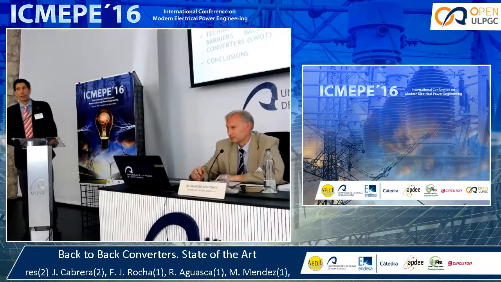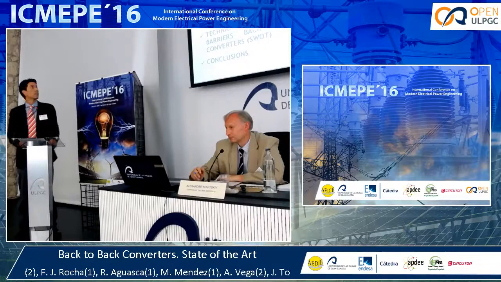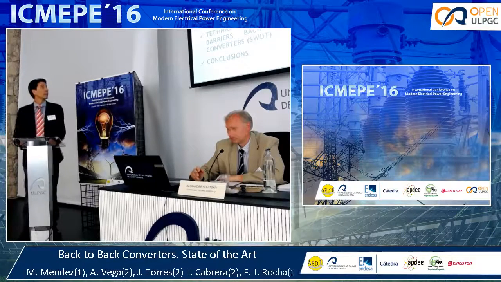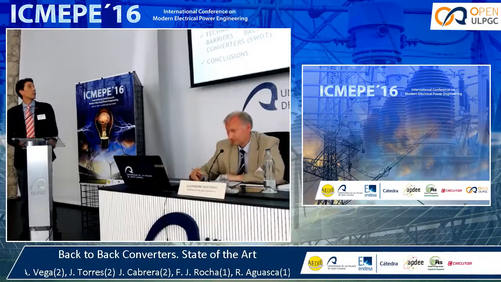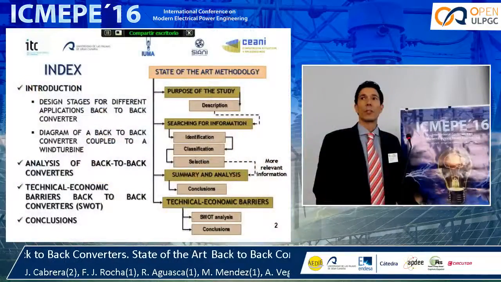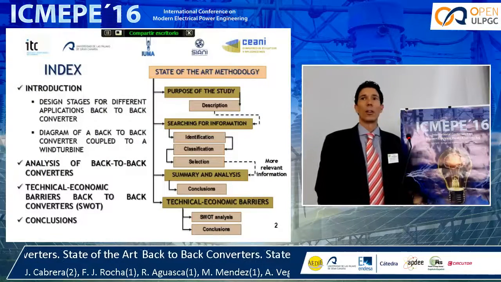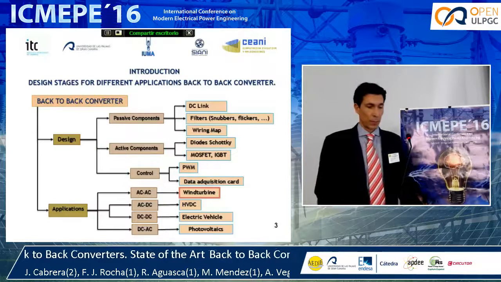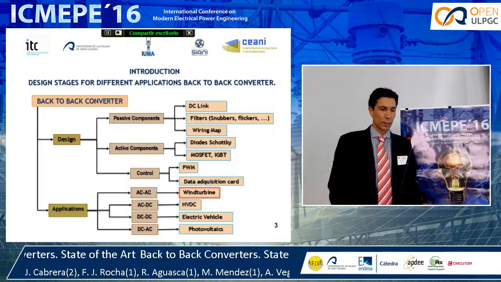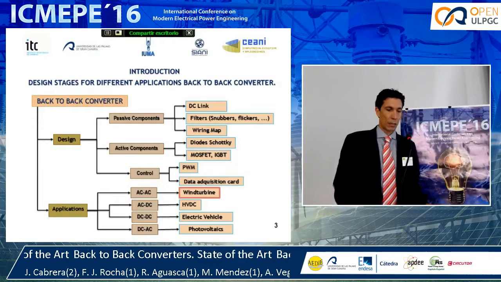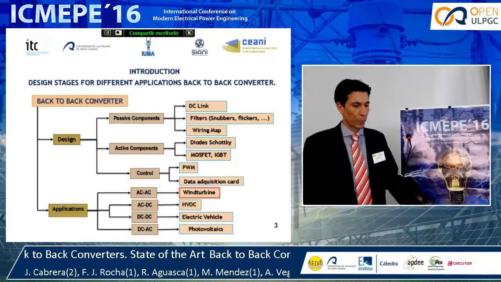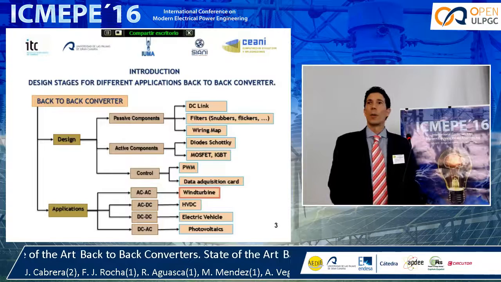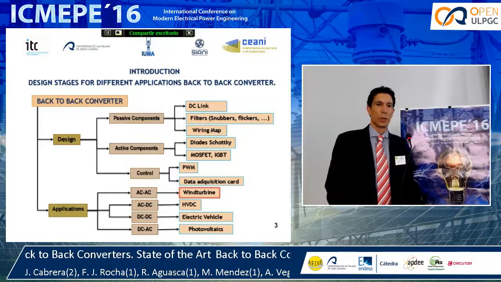Okay, with this said, the structure of this presentation starts with a brief introduction, analysis of back-to-back converters, analysis of technical and economic barriers for the use of these converters, and I will end with the conclusions. Well, back-to-back converters are the most used type of full power converters, which decouple the generator and the mechanical drivetrain from the power grid. All the power generated flows through the power converter, and this converter provides torque and frequency control of the generation.